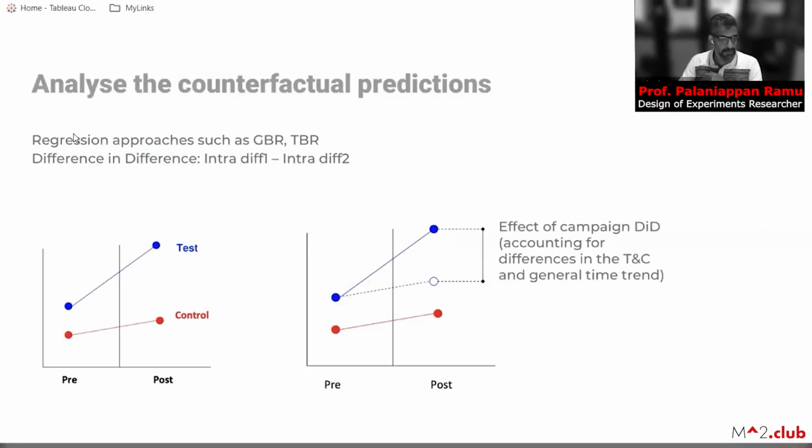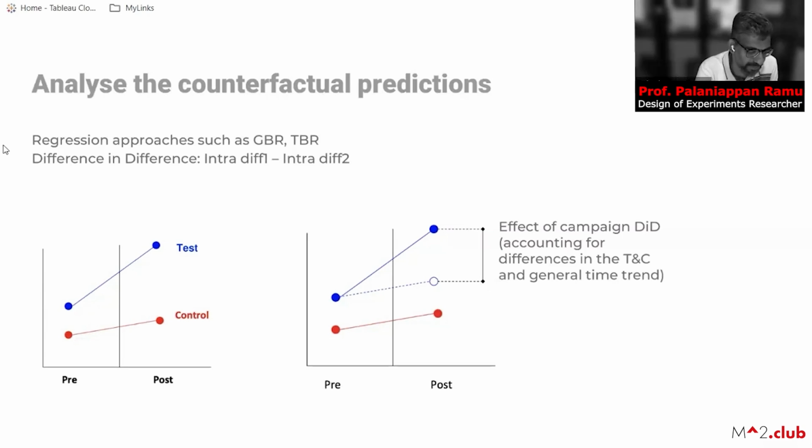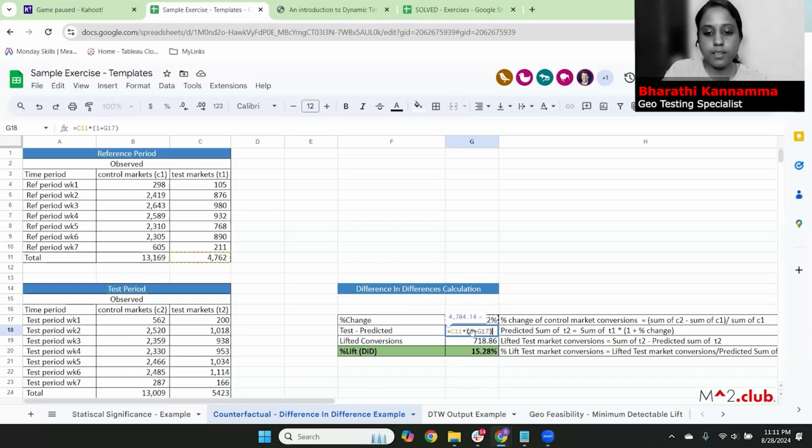So the next one is about the difference in difference approach, in the marketing analytics sense, when we are trying to talk about counterfactual prediction. According to difference in difference, what we usually first do is calculate the percentage difference or percentage change between the control conversions in the reference versus test periods. The difference between this counterfactual value and the actual test period conversions in the test markets is going to be our lifted conversions. The lifted conversions divided by our predicted test conversions would be the percentage lift.